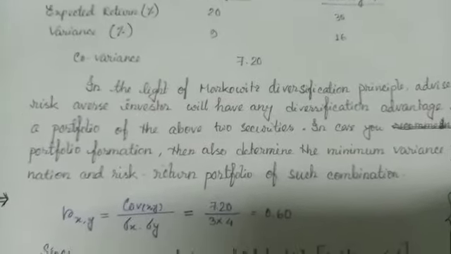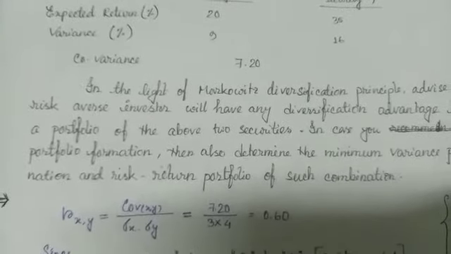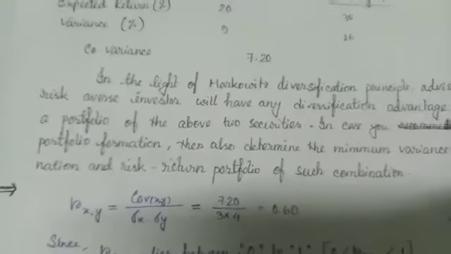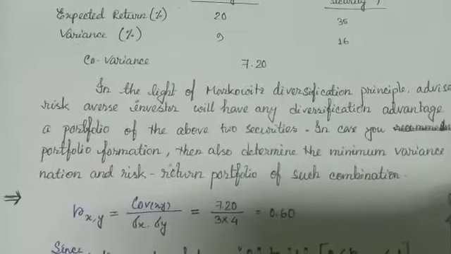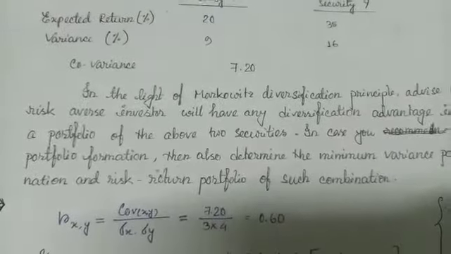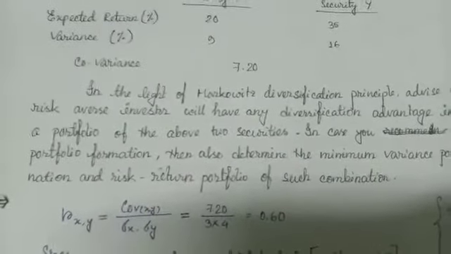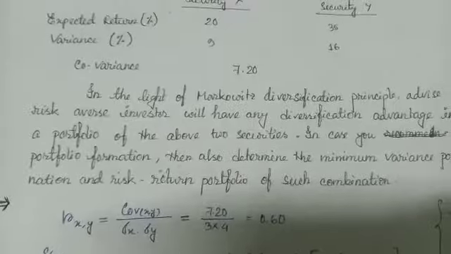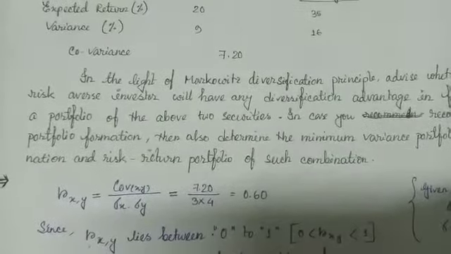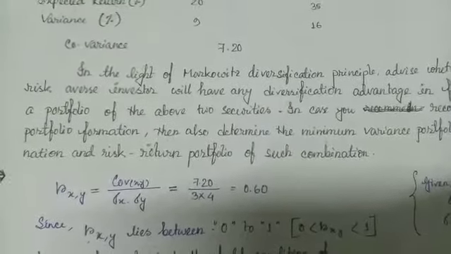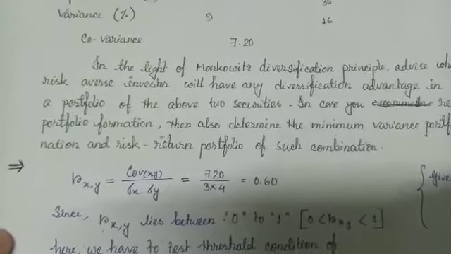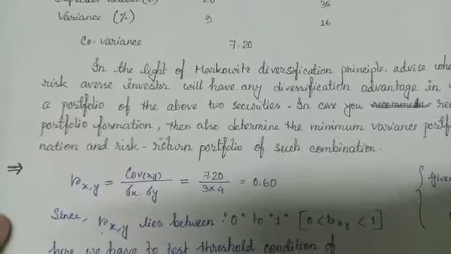So here security X and security Y are positively correlated, but they are not perfectly positively correlated, and here the correlation coefficient varies from 0 to 1. When the correlation coefficient between the securities varies from 0 to 1, we have to test the threshold condition. If the threshold condition is satisfied, then there will be diversification benefit by constructing a portfolio with security X and security Y.